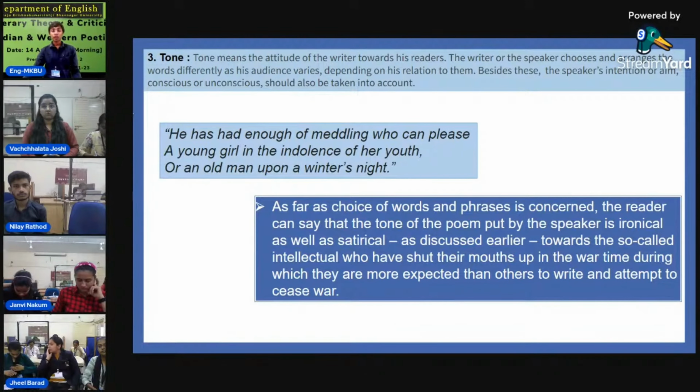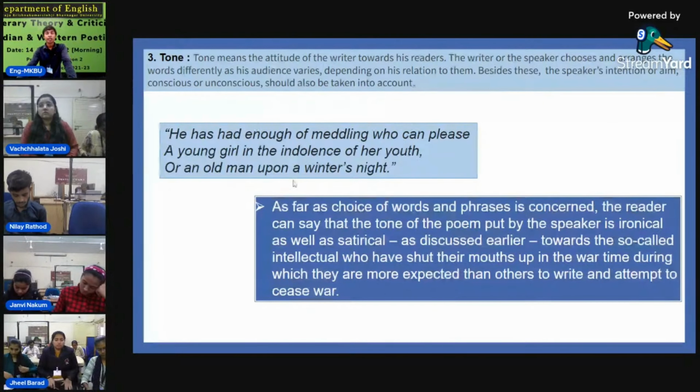Now let us see the tone. He has had enough of meddling who can please. First of all, let me clarify that he can be read as a poet or as a politician. If we read it as a poet, a poet has had enough of meddling who can please a young girl in the indolence of her. So he will write romantic poetry, and for an old man upon a winter's night, he will give a kind of hope to the old men who are dying or who have got some kind of despair in their life.